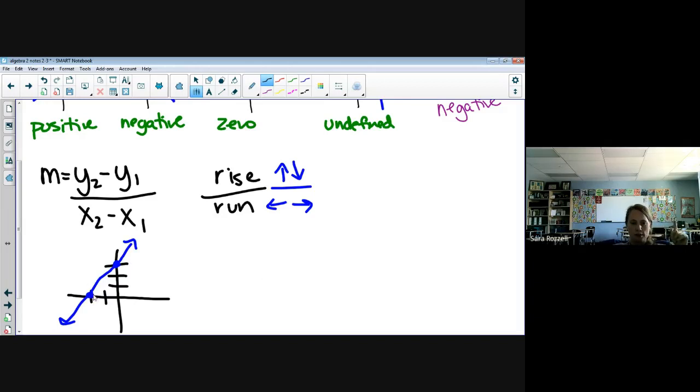So we start from the leftmost point that we see, and we're going to see how much we have to go up and how much we have to go over. To get from this point to this point, we have to go up 1, 2, 3 units. So we're going 3 up.